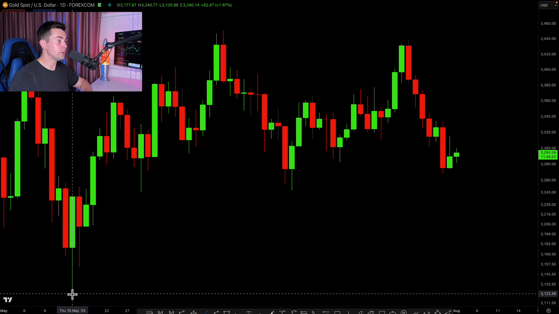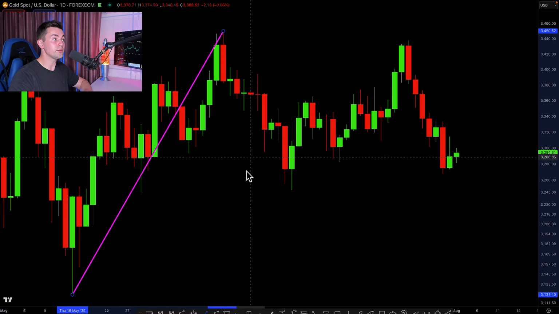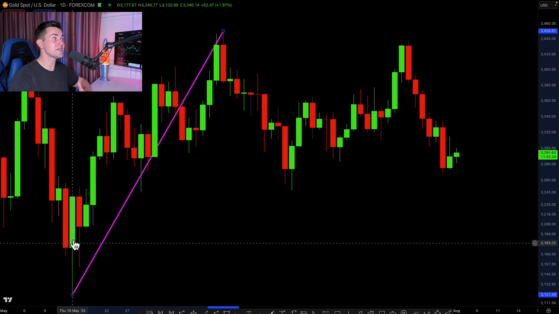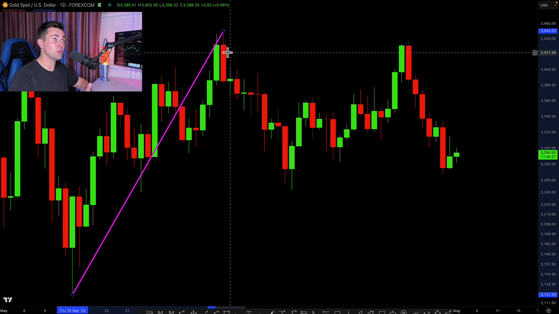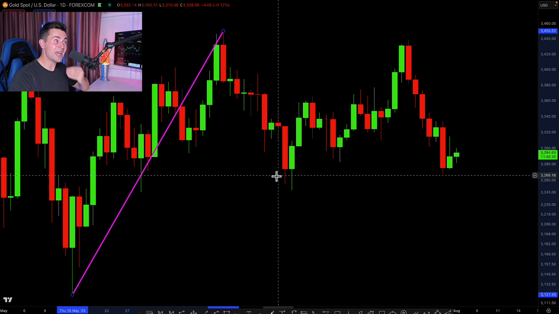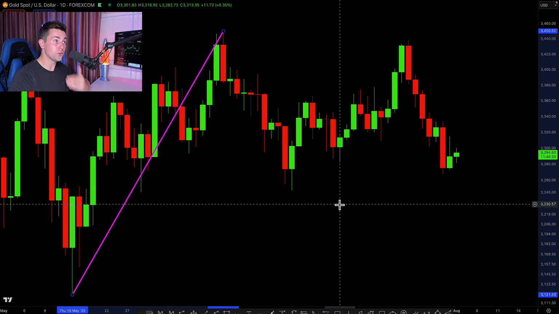In our example, here we have a significant bullish impulse. It is the strongest price movement that we see on the price chart, and that is going to be our first strong impulse that we will analyze.